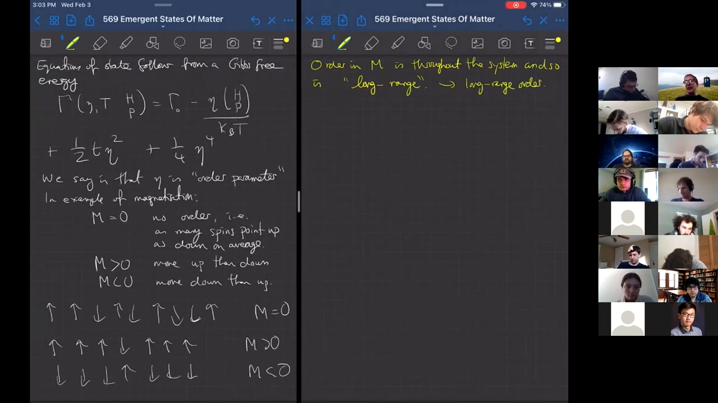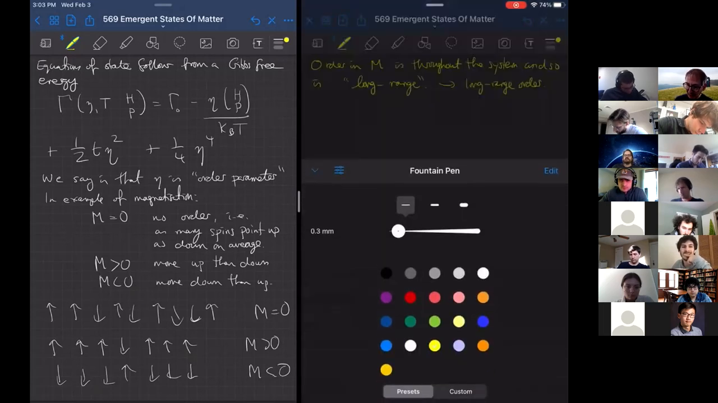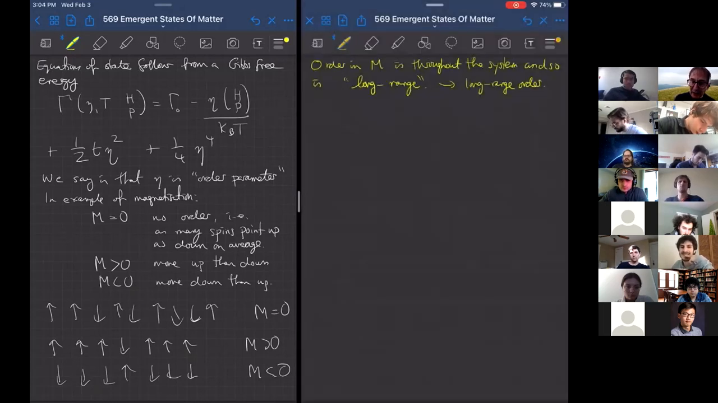Now, that's a little bit glib. When we talk about long-range order a little bit later, I'm going to define it more precisely in terms of correlation functions. So let me just make sure that you know that. So later, we will make this precise.